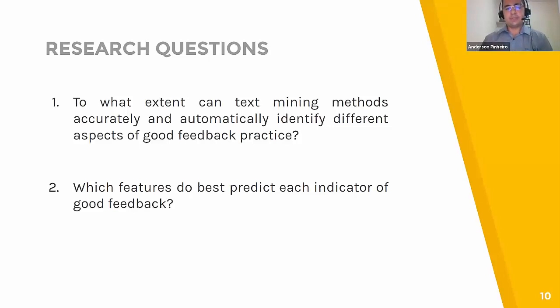The research questions: this paper proposed a content analysis using the Hattie and Timperley model as input, raising our first research question: to what extent can text mining methods accurately and automatically identify different aspects of good feedback process? The second research question is which features best predict each indicator of good feedback? Besides the automatic identification of good feedback indicators, we also intend to provide additional insights into the features that are more descriptive for different categories.